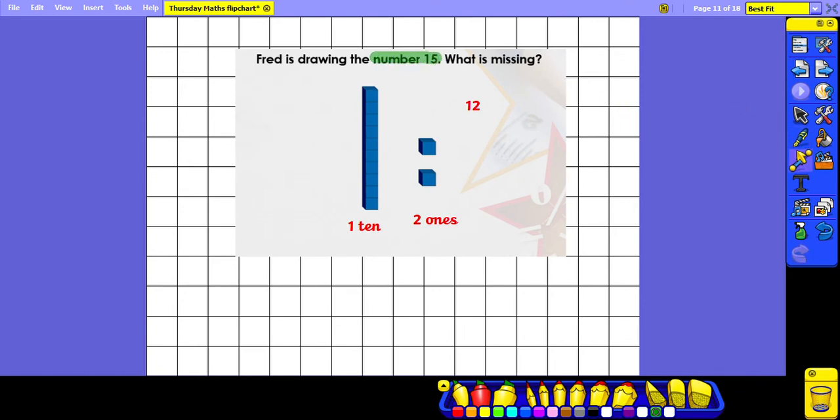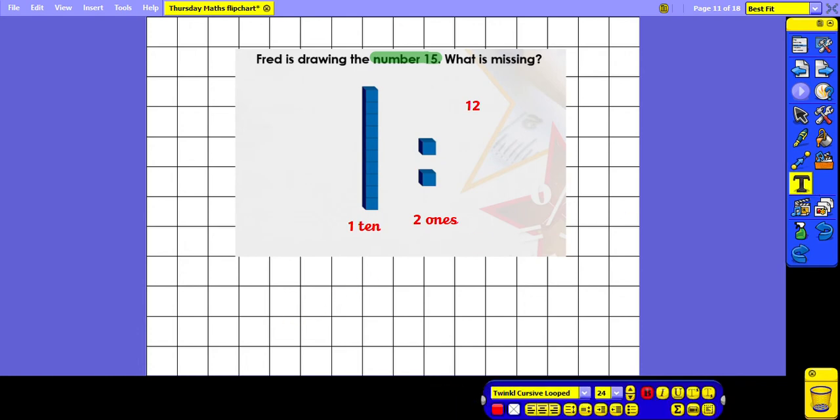So what is missing? He is missing 3 1s, because if we add 3 onto 12, we get 15. He needs 3 more of these. So Fred is missing 3 1s.